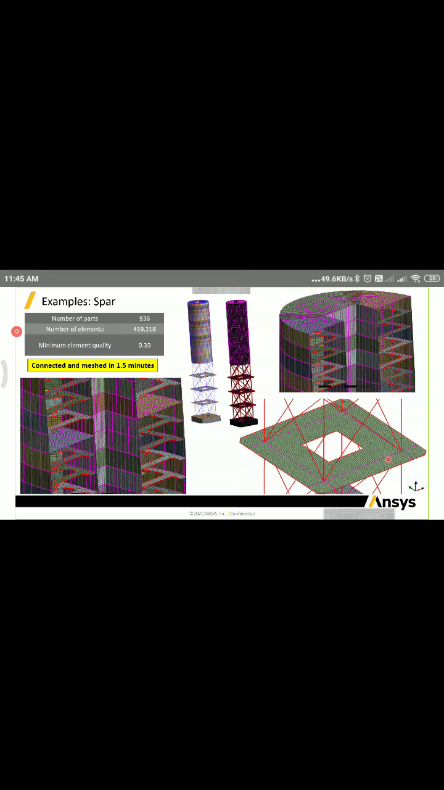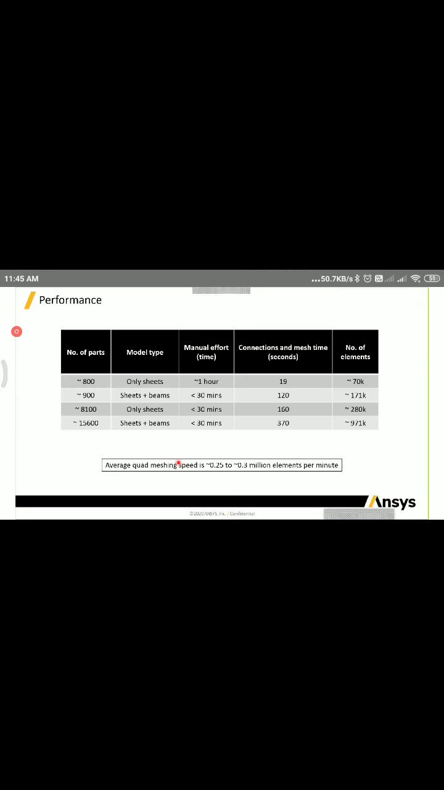So here you can see the face-to-face connection with a different color code. If you have the yellow color, that means you have more than 3 faces at the same location. So like that, there are different models which were tested, from around 800 to 15,000 parts. Say this is a ship model which had 15,000 parts. It took 30 minutes to arrange the shells.